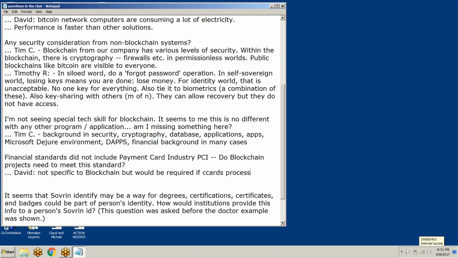So just simply, if card processing is involved, yes, it's PCI.